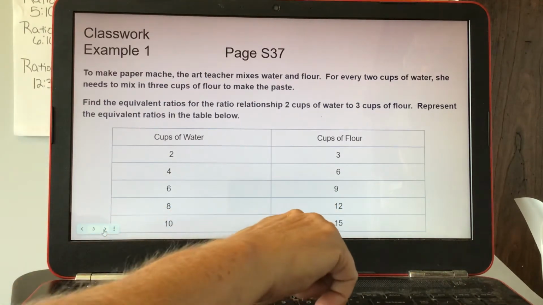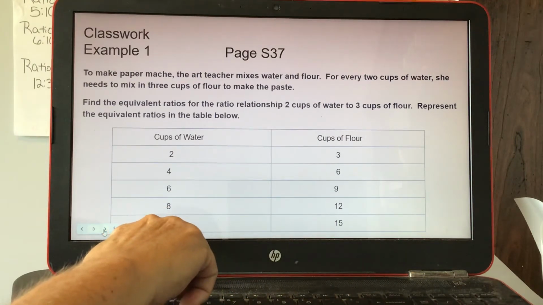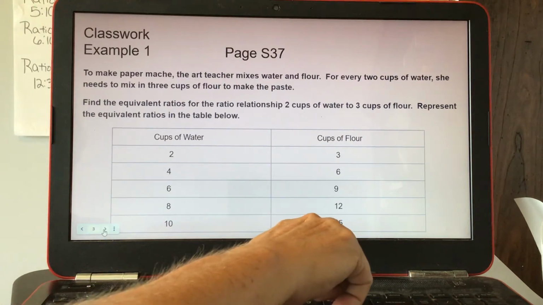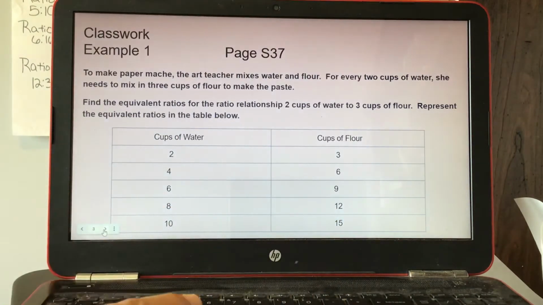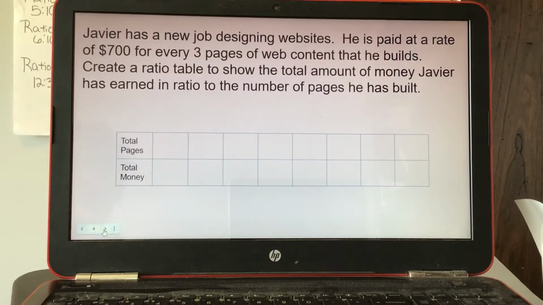In 10 to 15, if you made it a fraction, it'd be 10 over 15, and 10 divided by 5 will give you 2, and 15 divided by 5 will give you 3. So you still have the 2 to 3 ratio. Those same values, equivalent. So on this one, it says Javier has a new job designing websites. He's paid at a rate of $700 for every 3 pages of web content that he builds. And it says create a ratio table to show the total amount of money Javier has earned in ratio to the number of pages he has built.